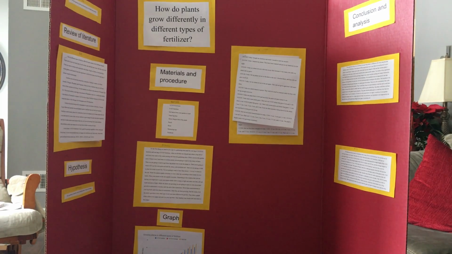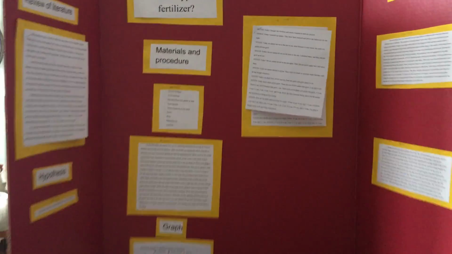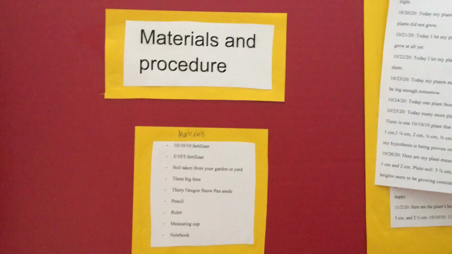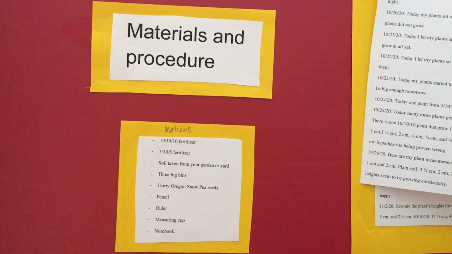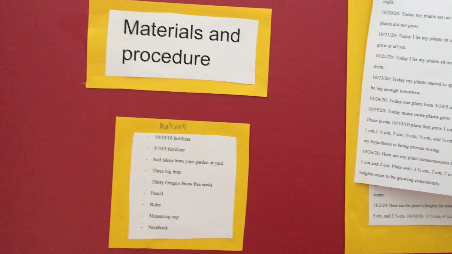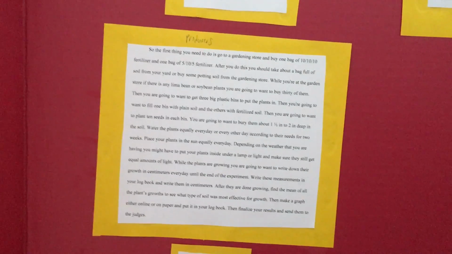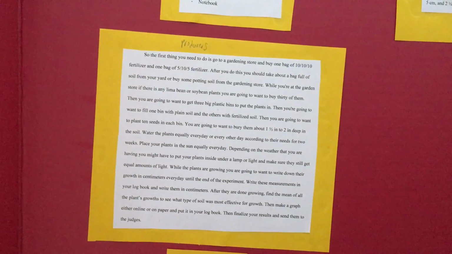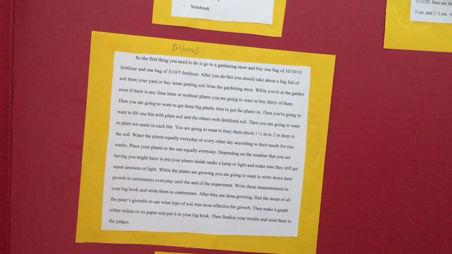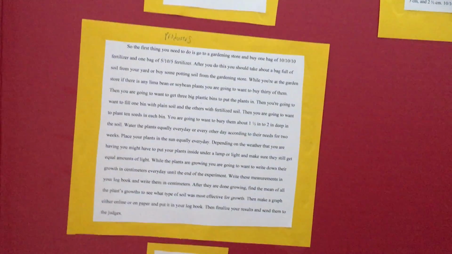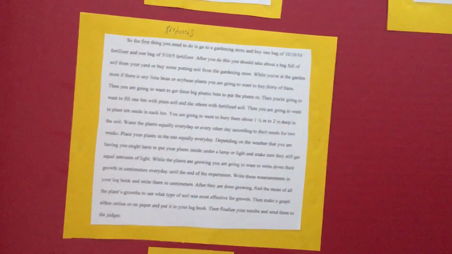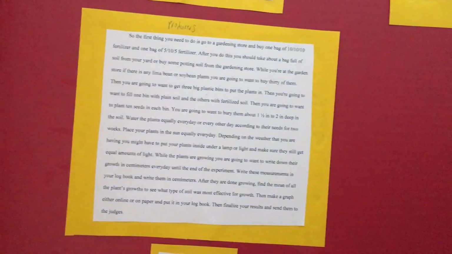My materials for this project were 10-10-10 fertilizer, 5-10-5 fertilizer, soil taken from your garden or yard, 3 big bins, 30 Oregon snow pea seeds, pencil, ruler, measuring cup, and notebook. The procedure for this project was to go to a gardening store and buy 1 bag of 10-10-10 fertilizer and 5-10-5 fertilizer.